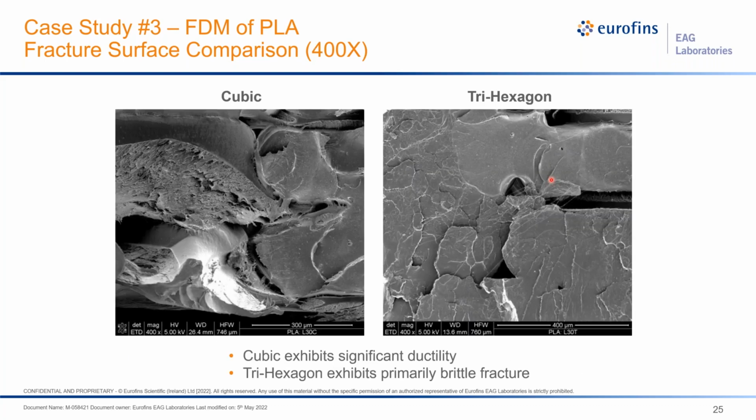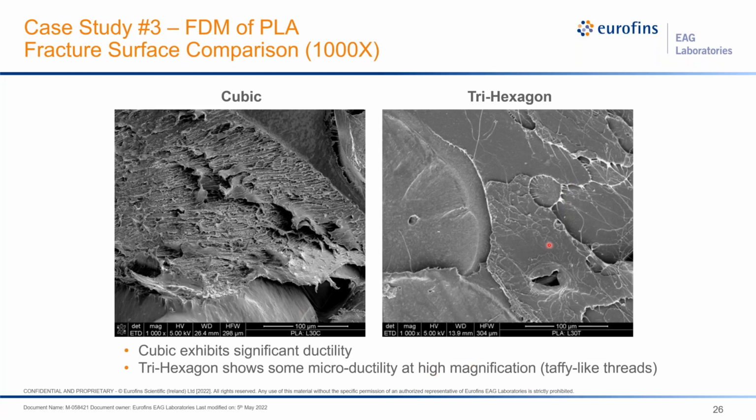Now, when we go to 400x, relatively the same story. Cubic is very, very ductile, and trihex is still brittle. And only at the very highest magnification, we can see these taffy-like threads. That's what we consider ductility, the microductility. But cubic is ductile throughout the structure. So that suggests that, with this trihex, we are actually sort of maybe embrittling the material a little bit, while the cubic is very, very ductile and leads to excellent mechanical properties.